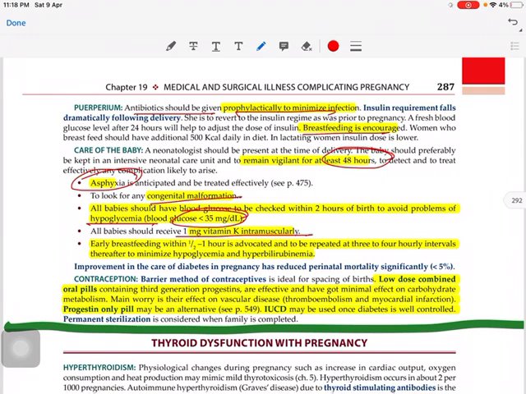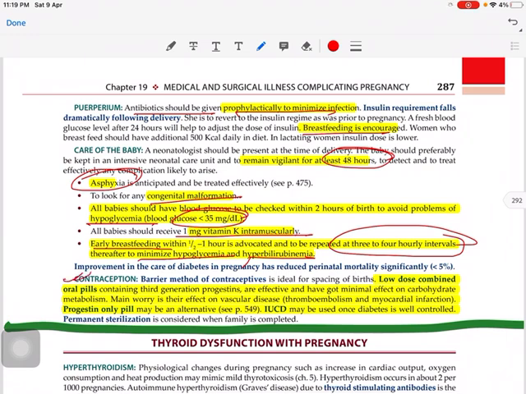1 milligram vitamin K intramuscularly, routine. Then early breastfeeding should be done. This will minimize hypoglycemia and hyperbilirubinemia. How many times? Repeated at 3 to 4 hourly intervals.